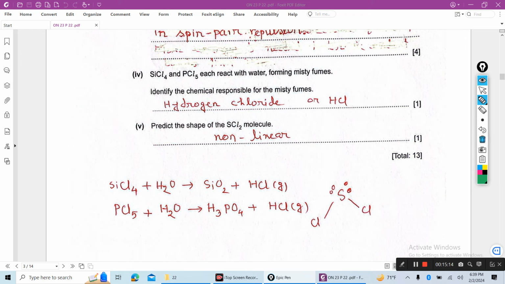This molecule has 2 bond pairs and 2 lone pairs. Sulfur dichloride has 2 bond pair electrons and 2 lone pairs. You know, lone pair-lone pair repulsion is stronger than lone pair-bond pair, which is stronger than bond pair-bond pair. So this molecule takes a bent shape or V shape. I mean non-linear.